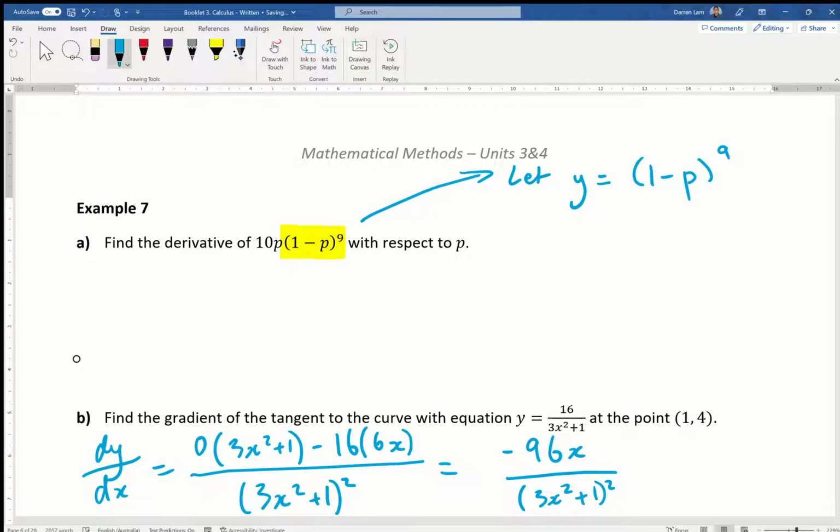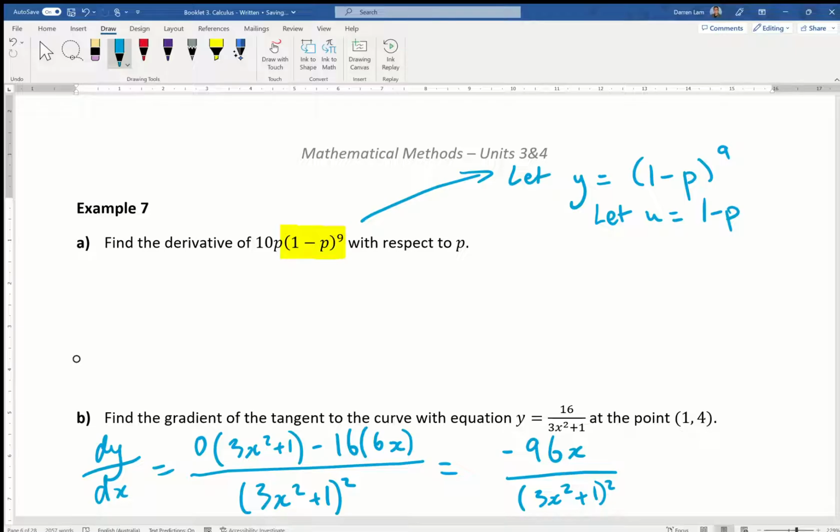Now, if I was to differentiate it manually, I'd have to expand it out. And to me, to the power of 9 is horrendous. Yes? Instead of doing that, we can try to use a rule that makes it a lot easier to understand. I'm going to let the inside component equal u. Let u equal 1 minus p.